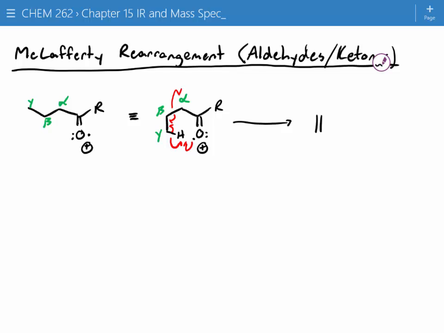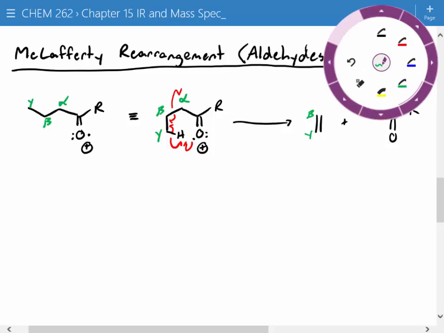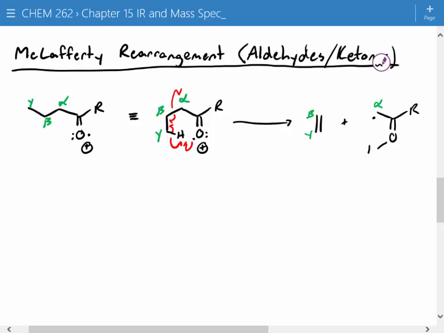So if we look at it now, that beta-gamma position is going to be a double bond, so I'm just going to label this beta and gamma. Even though they're no longer in that beta-gamma position, I just want to keep track of the carbons. And then we will also get the other fragment where there's a radical on that alpha position. And then we'll also have a new covalent bond over here. Question is, why would it want to rearrange into this carbocation? Is this a stable carbocation?